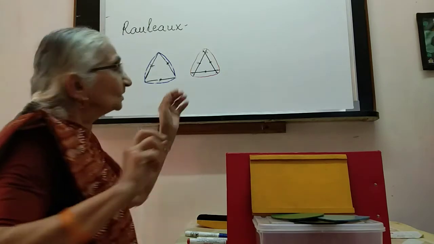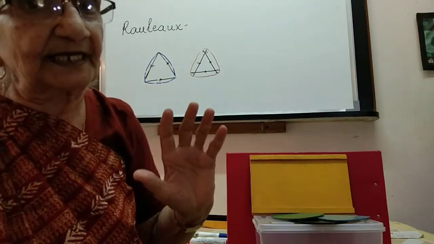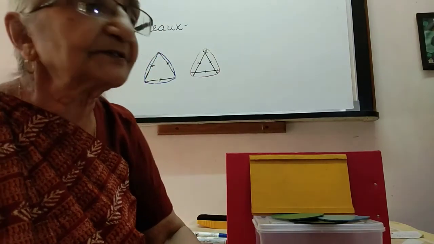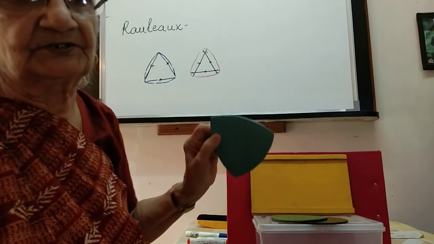Now, so we know how to make the Roulette triangle also, and we also can make, if we want to, some more Roulette polygons. But here is an introduction to a relatively known curve.